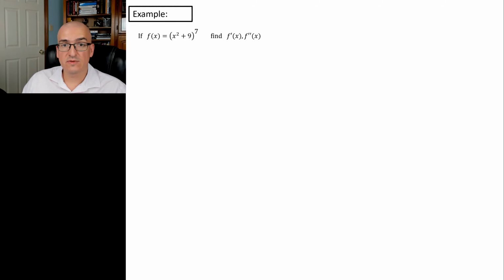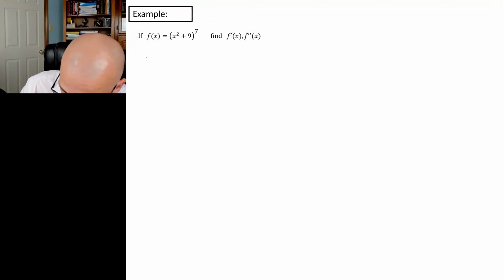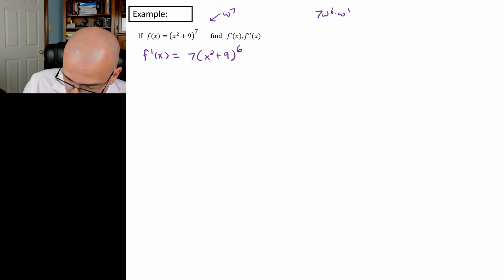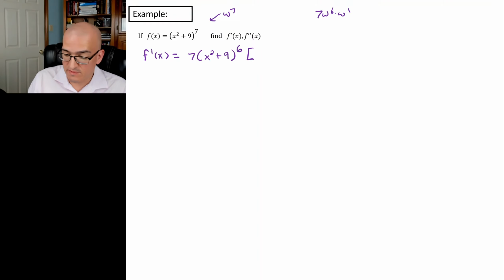Okay, next examples where things get more interesting. We're asked to find the second derivative of an expression whose first derivative requires us to use the chain rule. So I'm going to take the first derivative. The chain rule, this is w to the power of 7. So 7w to the 6 times w prime when we take the derivative. We'll have 7 times x squared plus 9 to the power of 6 multiplied by the derivative of the inside. Derivative of x squared is 2x. Derivative of 9 is 0, so 2x plus 0, I'll just put 2x.